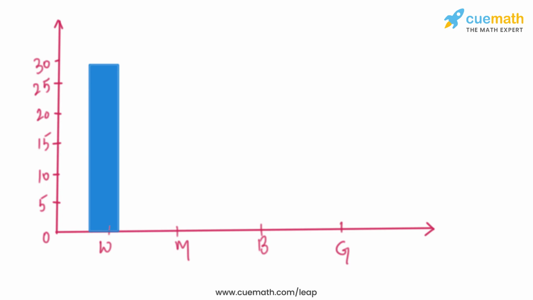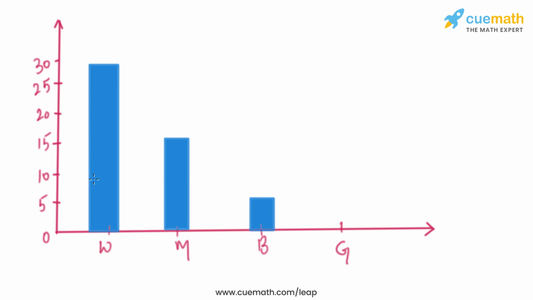Now let's draw the bar graph for the number of men. As we can see, they are 15. So as we can see on the y-axis, 15 is here. So we can easily draw for the number of men. Now let's draw for the number of boys. As there are 5, and as we can see, here is 5. So we can easily draw for the number of boys.